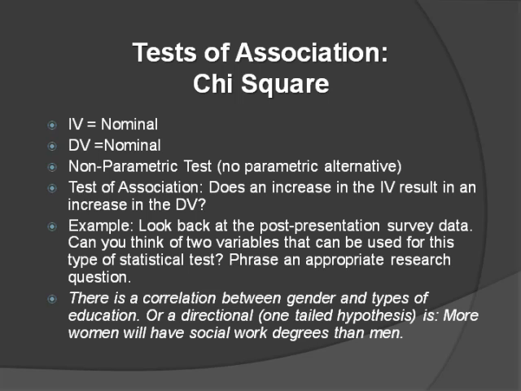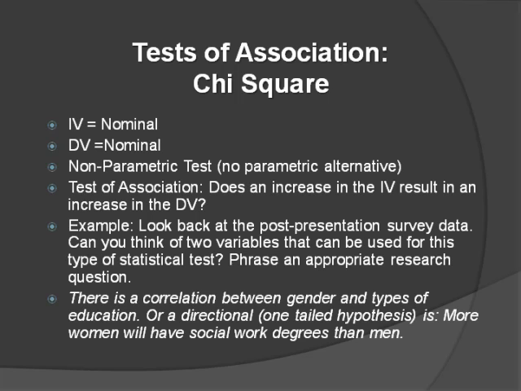And we look back to our test of association with chi-square. The variables we are working with, which are both nominal, include gender and types of education. A directional hypothesis might be that more women will have social work degrees than men. So there's a correlation, the test of association, and we're working with different categories included in nominal levels of measurement.